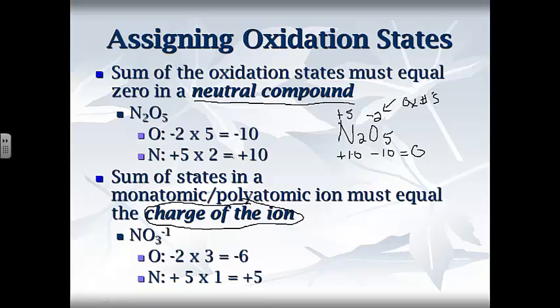Means that nitrogen has to be plus 5. And again, the way that I typically do it, minus 2 times 6. We know the whole thing has to equal minus 1. So your nitrogen has to be plus 5. There's only one of them. And again, this is your final answer.